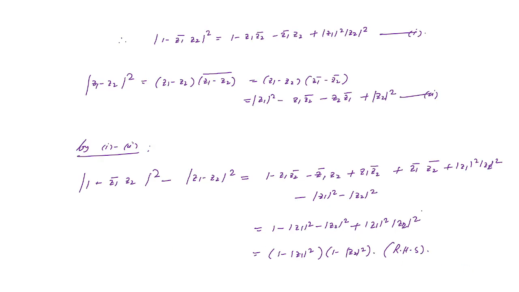So therefore we have proved that |1 − z̄1 z2|² minus |z1 − z2|² equals (1 − |z1|²) multiplied by (1 − |z2|²). So proved.